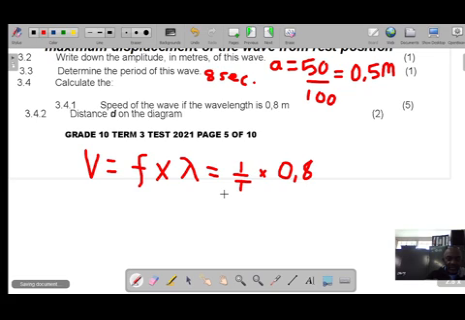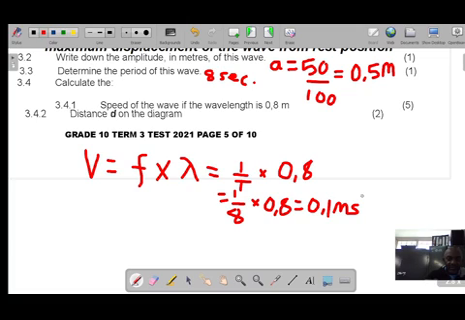So it's actually going to be 1/8 times 0.8, because our T we said was 8 seconds. You remember that? So what's our answer then? It's going to be 0.1 meters per second. That's going to be our speed of that wave.